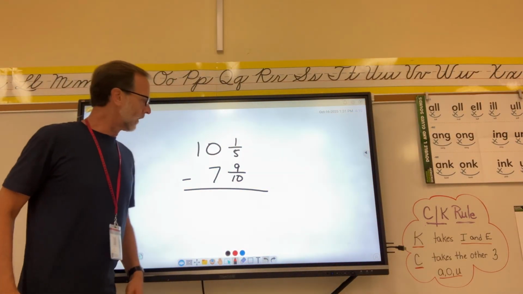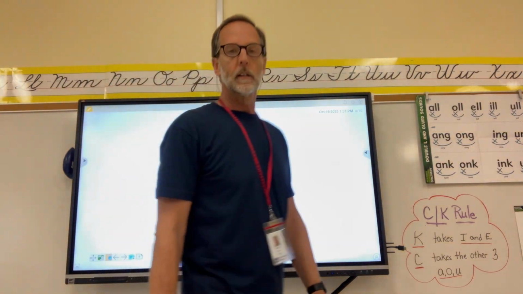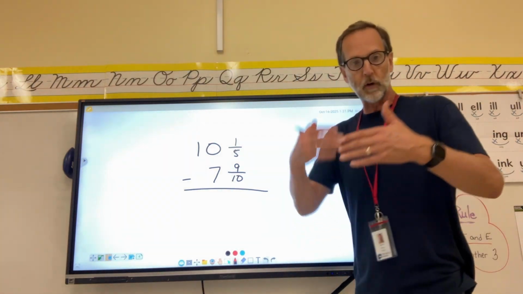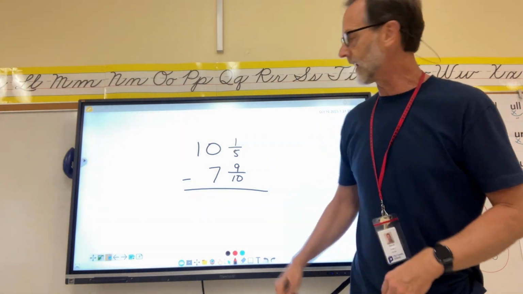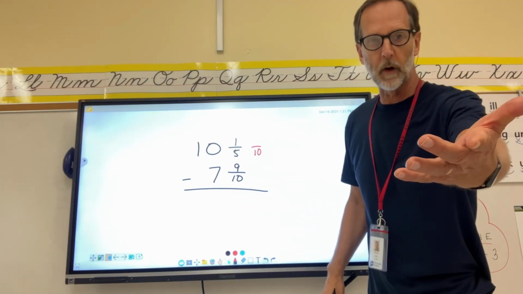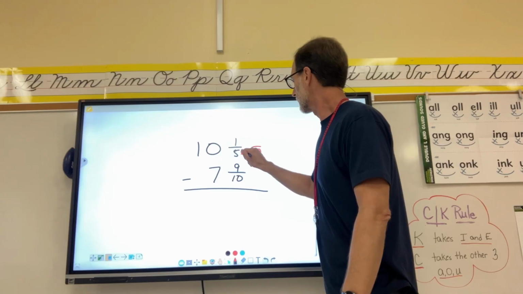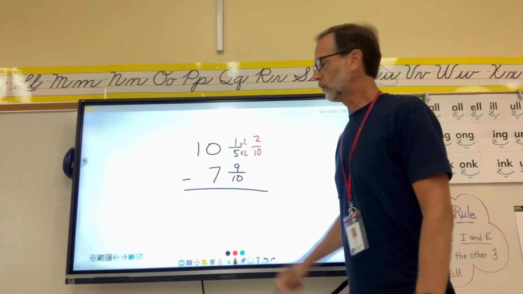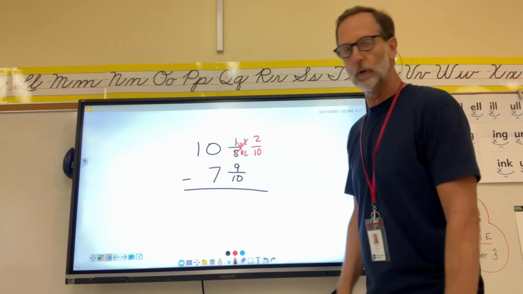I have 10 1/5 minus 7 9/10. Can I subtract with fifths and tenths? I can't. I've got to make this tenths. I'm going to do it by multiplying by 2. 1 times 2 is 2. So now this becomes 10 2/10.